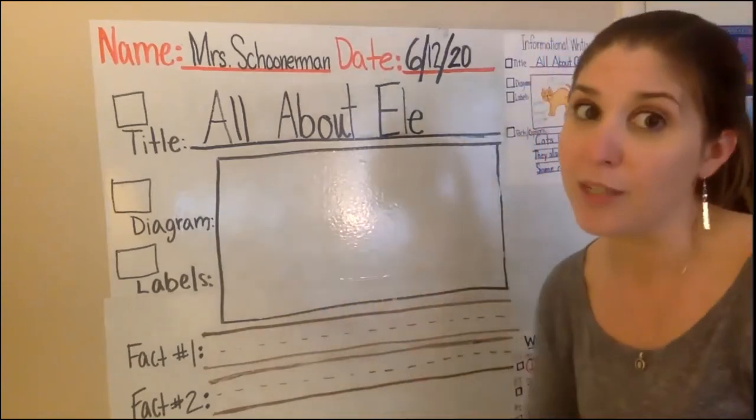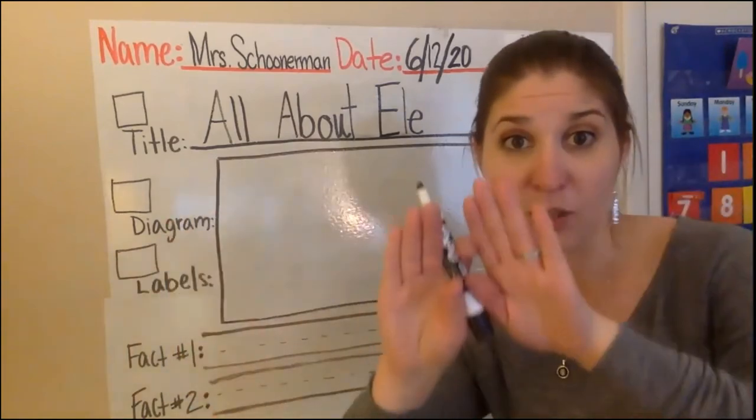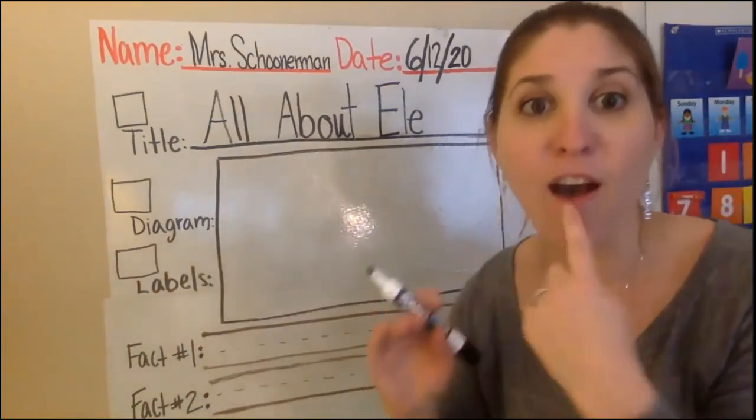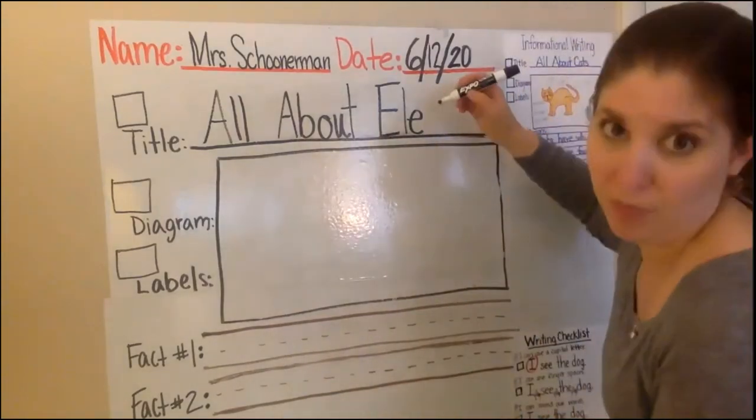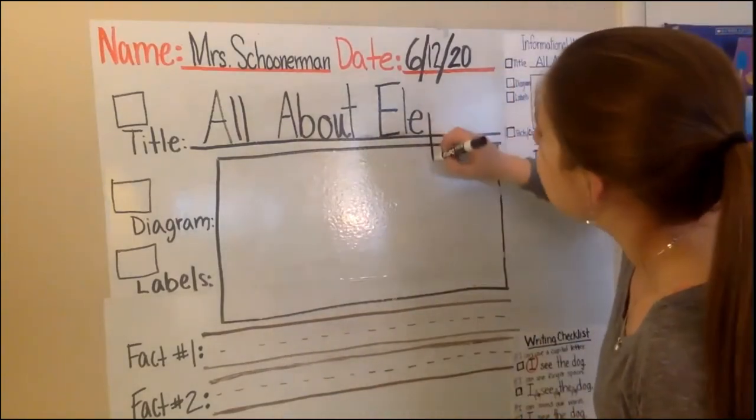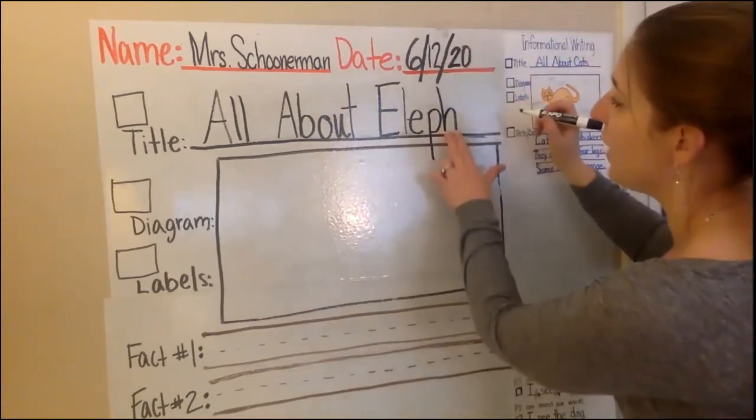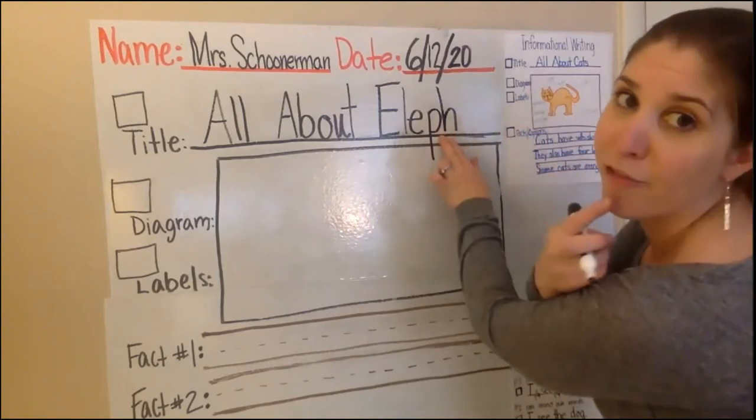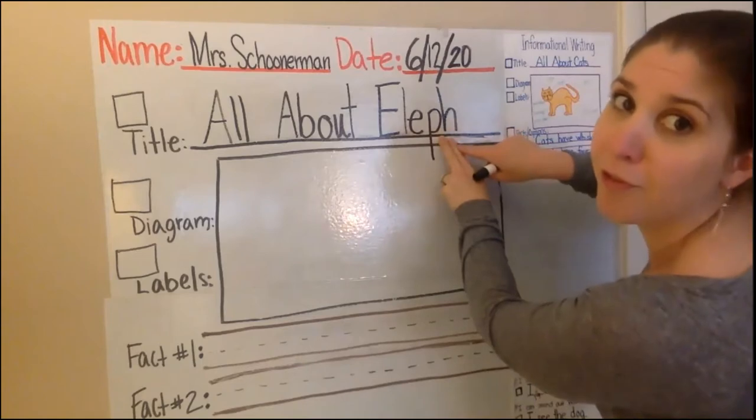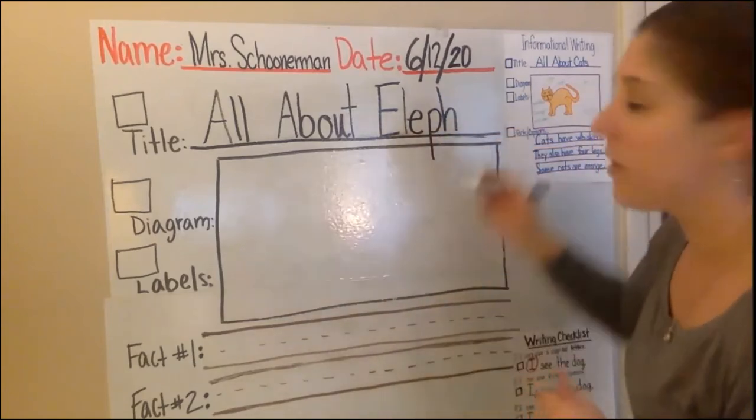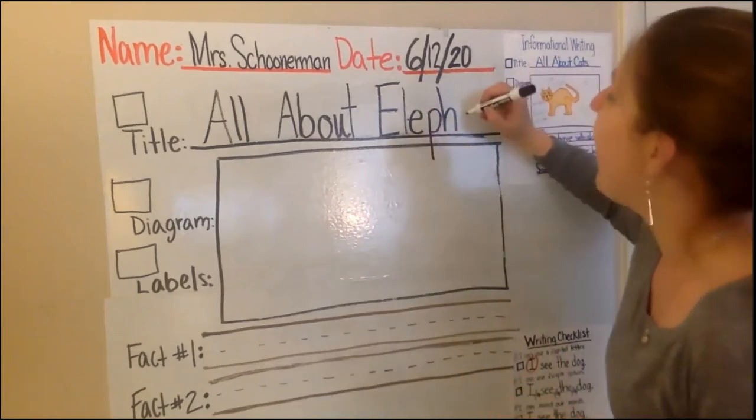Remember, a digraph is two letters that when you put them together, they make a new sound. Well, when you put the letter P and the letter H next to each other, they make the sound. So we're going to make that sound, that's what we're writing now. So P, H, when those two letters are next to each other, they go just like in the word elephant. So now we have to finish the word.